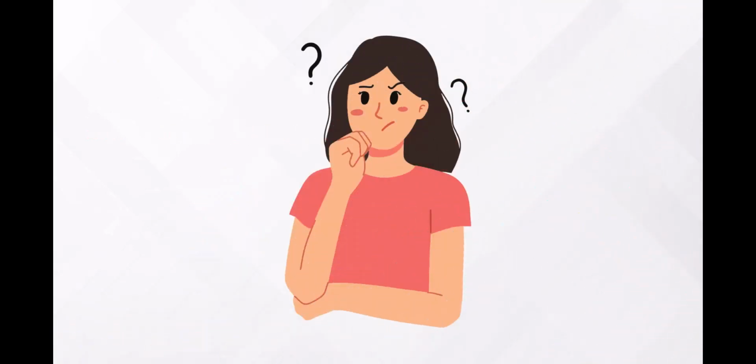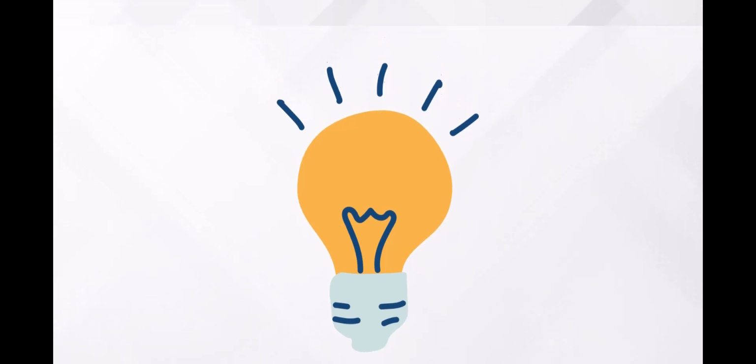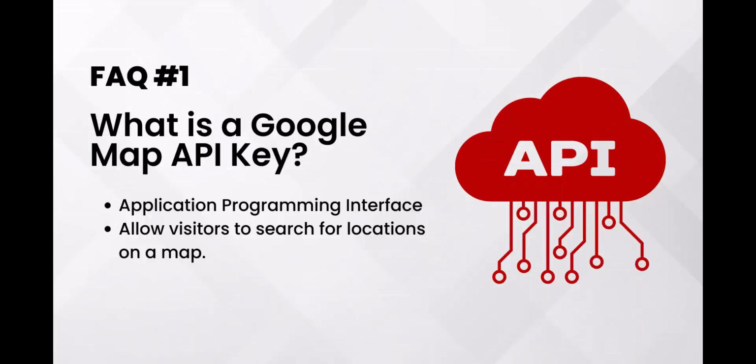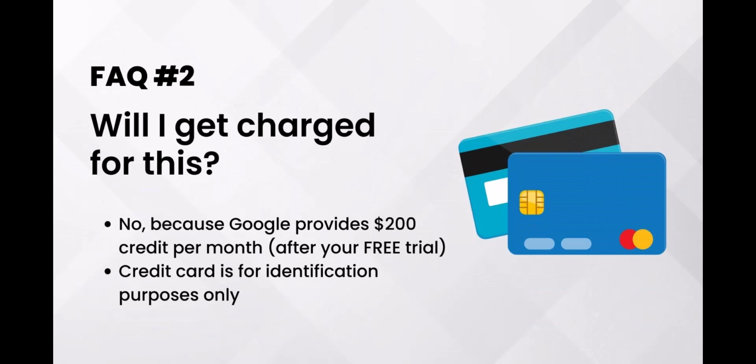If you're new to the concept of APIs, don't worry, we'll explain everything you need to know. First things first, you may be wondering, what is a Google API? API stands for Application Programming Interface. In simpler terms, it's a key that you can implement on your website to allow visitors to search for locations on a map. Now, you may be thinking, will I be charged for this?